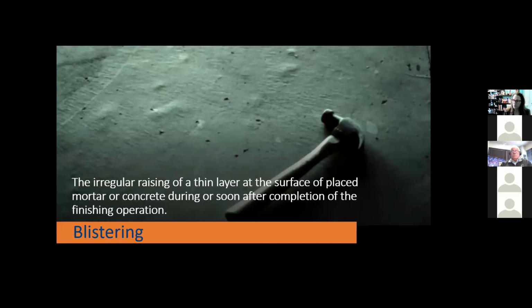All right, another example would be blistering. Next to the hammer in the middle of the screen, you might see some irregular raising of a thin layer of the surface. So blisters can happen in concrete immediately after finishing. It implies that there's trapped air or water right under that surface layer, that top 1/8 inch or 1/4 inch of the surface. And trapped air or bleed water is a sign of a finishing timing issue. It means that the concrete mixture and the finishing operations were not timed well.